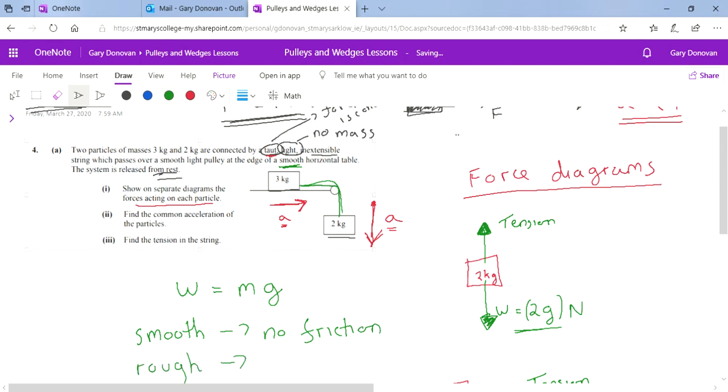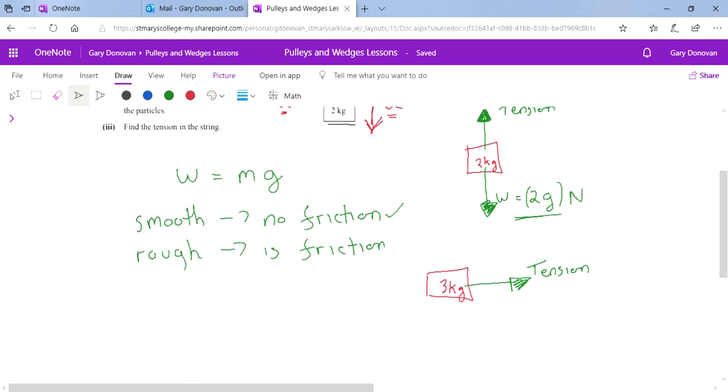And rough means there is friction. But for today's questions, there's going to be no friction in any of them. Okay? So that's the forces acting on it in that direction. You could also add in its weight, which would be 3 times g.